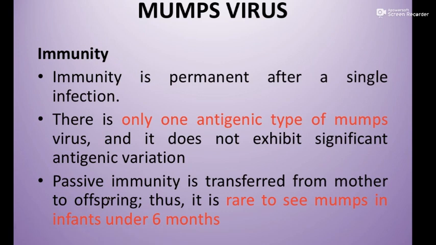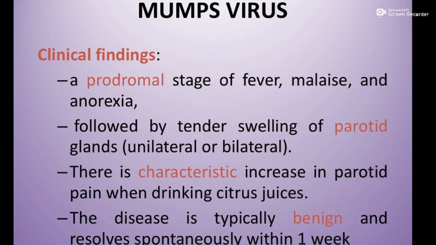Passive immunity transfer from the mother to offspring. So, it is rare to see mumps in infant under 6 months. يجيك سؤال, علل. Explain why. Why it is rare to see mumps infection in infant under 6 months. مثل بقية الفيروسات اللي حكيناها قبل شوية. ليش؟ لأنه there is passive immunity passes from the mother to the infant, whether during pregnancy or during lactation, breastfeeding.